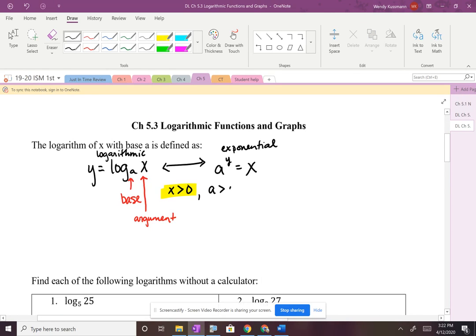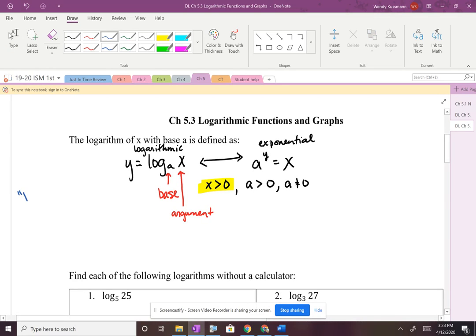And a has got to be bigger than 0 as well. So what I just said, that something to a power can never be negative if the base is positive. And a cannot equal 1. It's the same thing that we talked about before. Now, our logarithmic function is read like this: log base a of x, where again, x is the argument, a is the base.